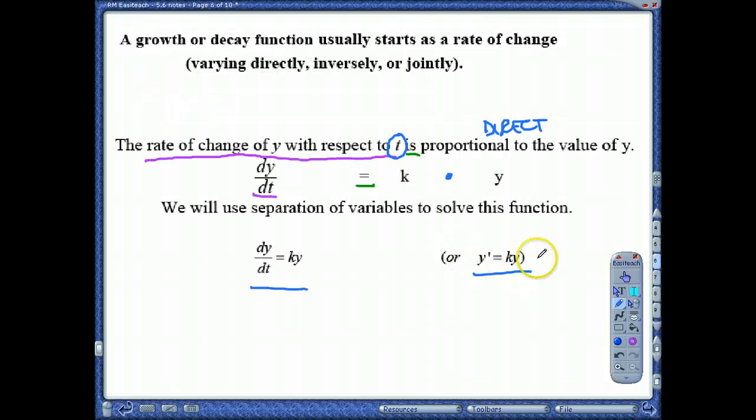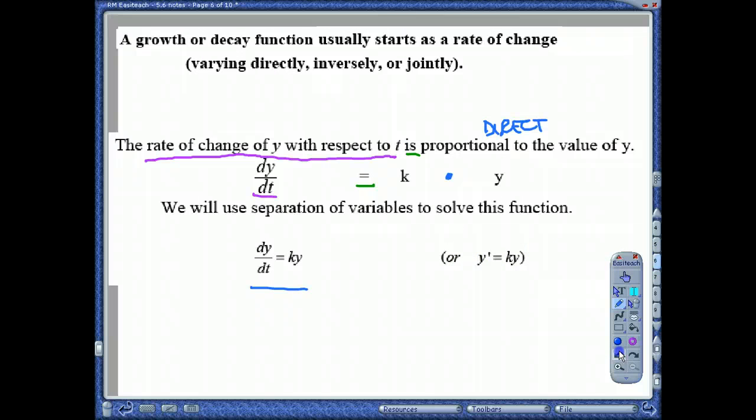So let's see what they're going to have us do here. Let me go back to that slide. Okay, so what we're going to do is look at this equation here, and we are going to integrate it. We've got to do separation of variables. That means we're going to get y's and dy's on one side, t's and dt's on the other side. So when I'm looking at this, I've got dy divided by dt, so I'm going to multiply both sides by dt.